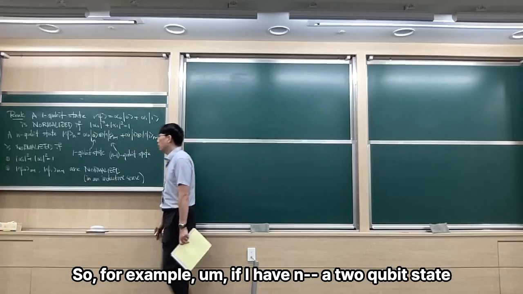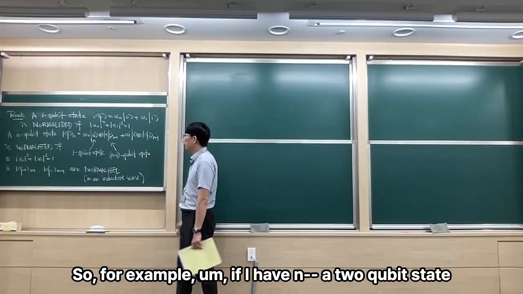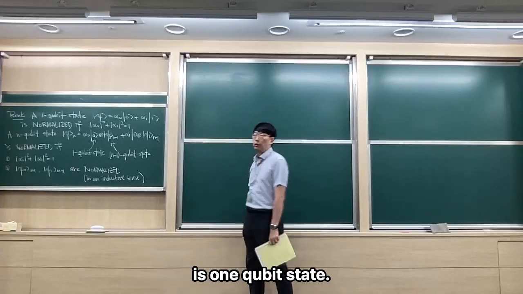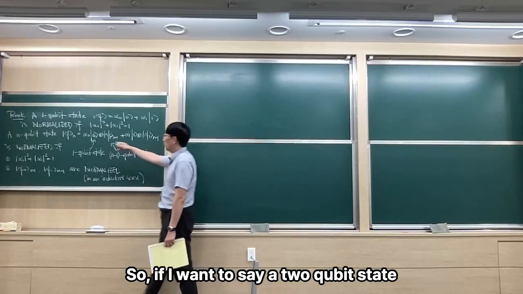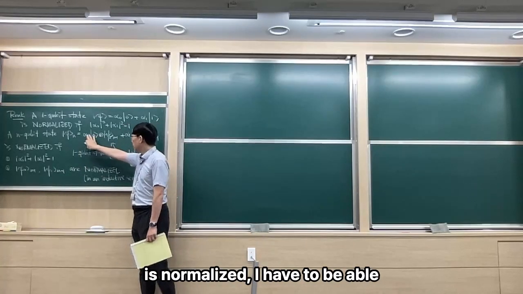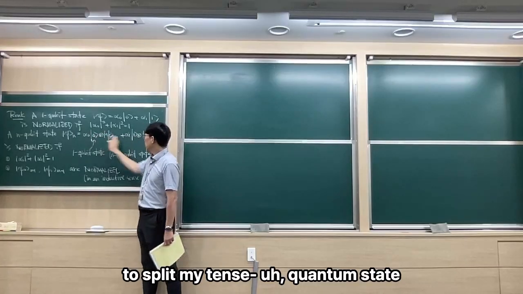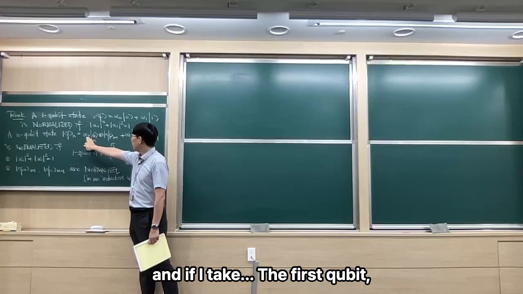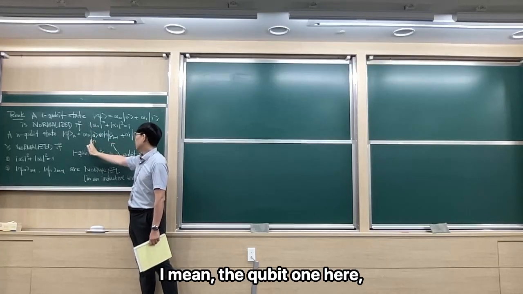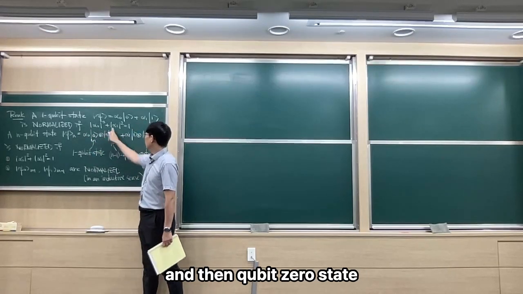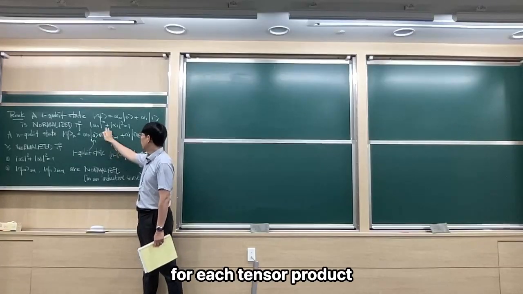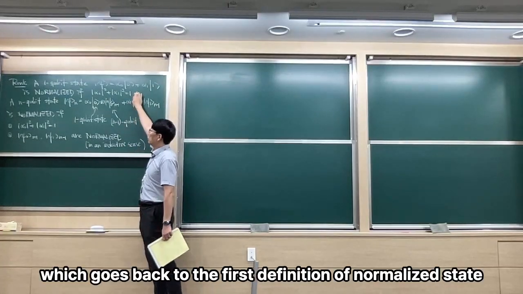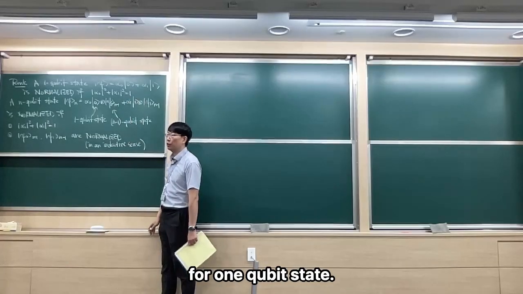So for example, if I have a 2 qubit state, when n is 2 here, then this n minus 1 qubit state is 1 qubit state. So if I want to say a 2 qubit state is normalized, I have to be able to split my quantum state into sum of 2 tensor products. And if I take the first qubit, I mean the qubit 1 here, and then qubit 0 state for each tensor product has to be normalized state, which goes back to the first definition of normalized state for 1 qubit state.